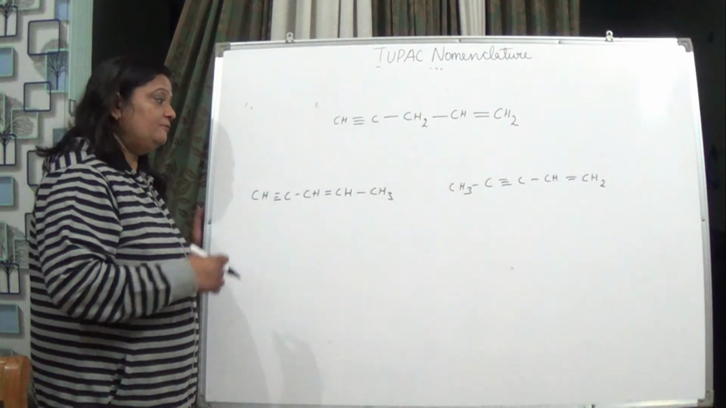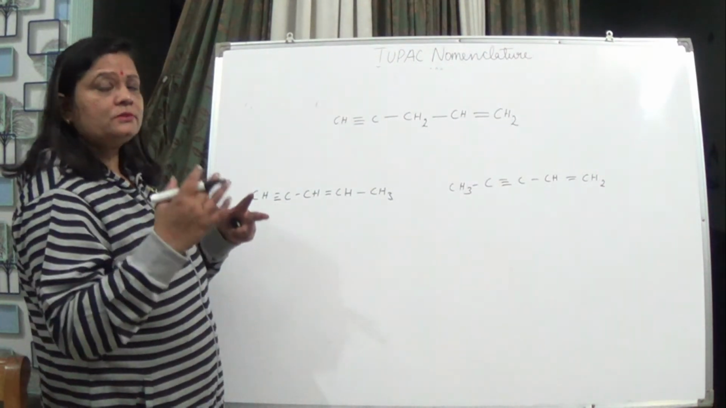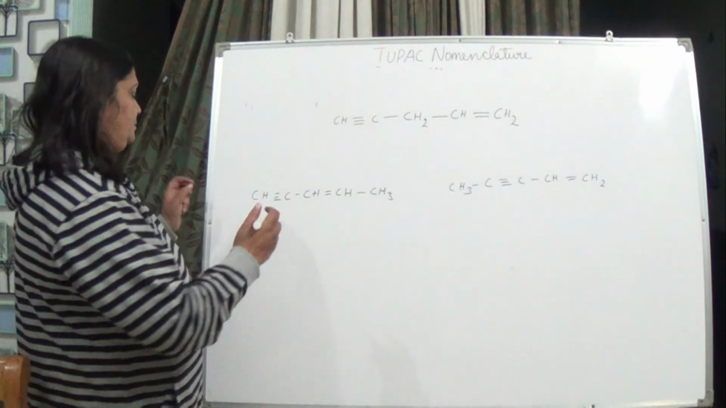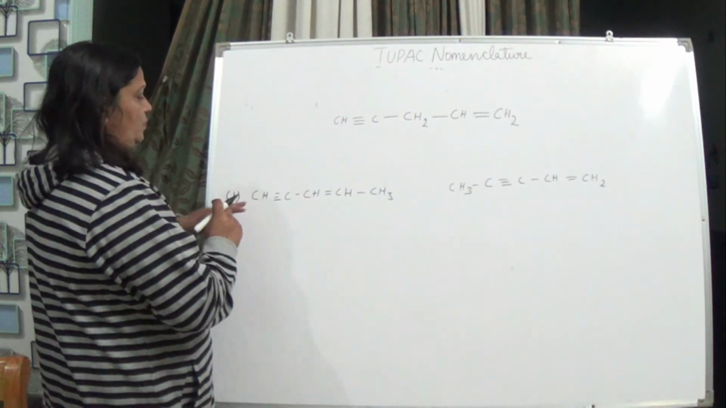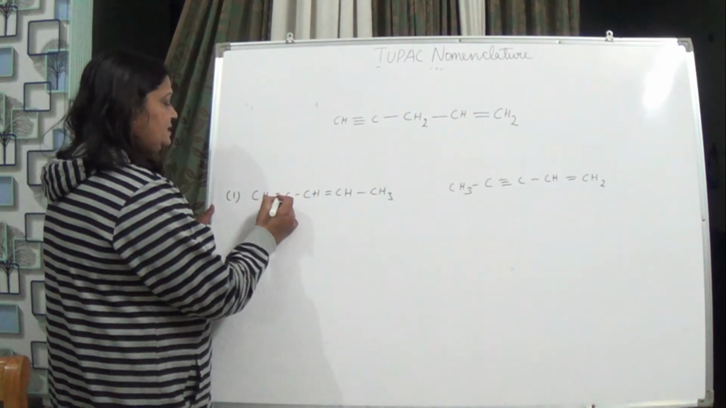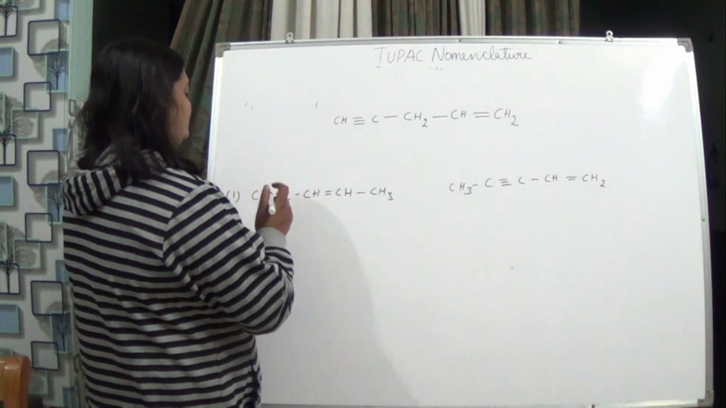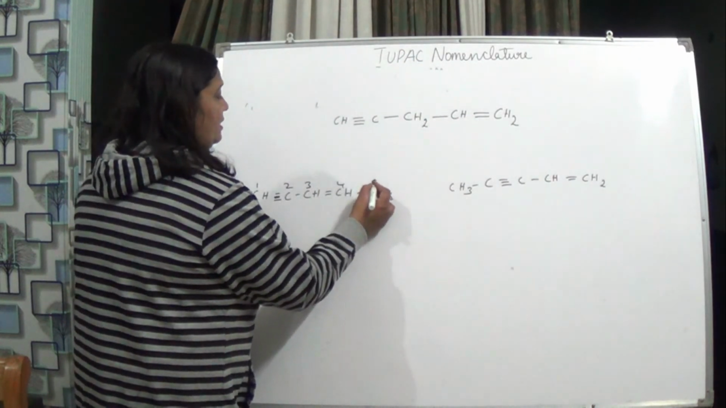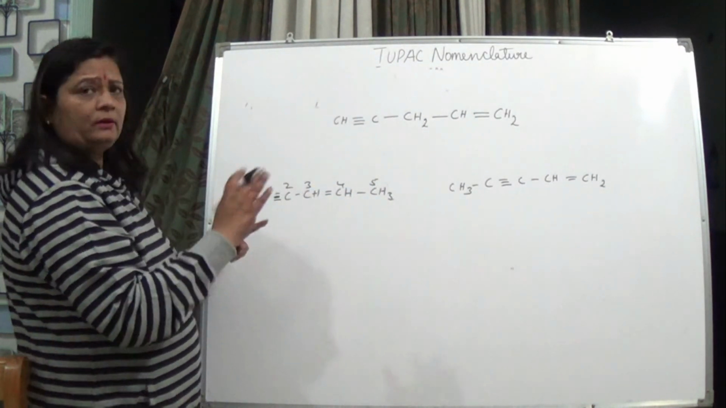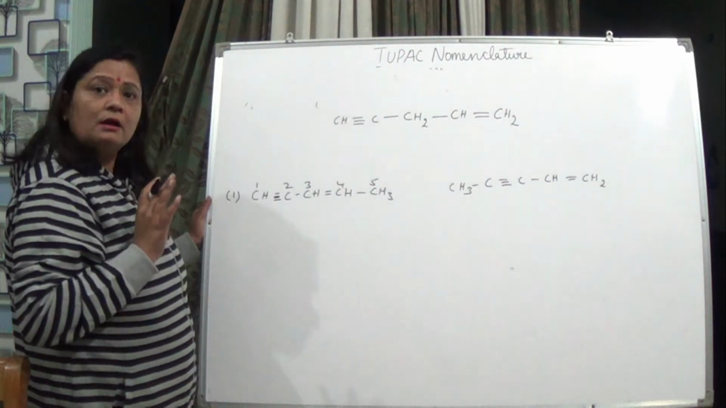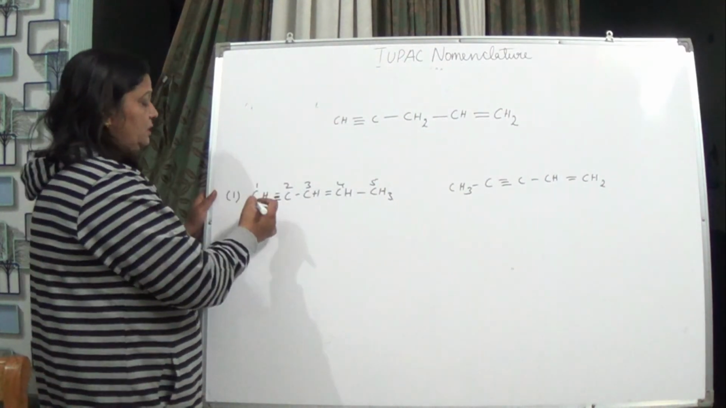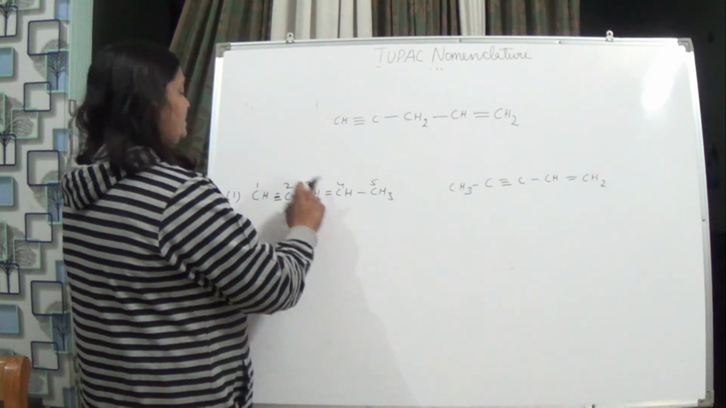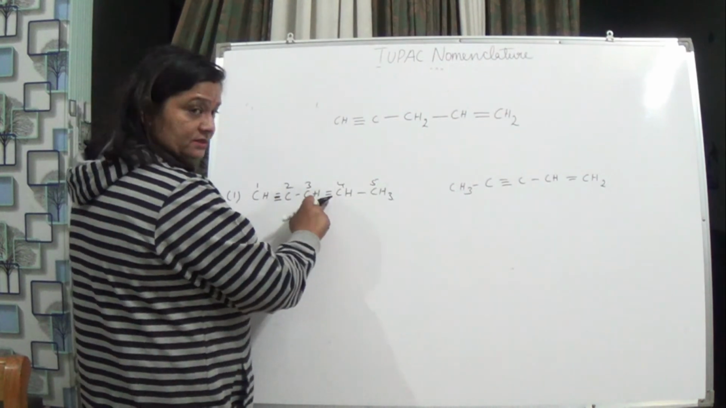Now let us see if both the bonds are present, double bond also, triple bond also. It means alkene also, alkyne also. How are we going to do this? Let us see this first one. Here the triple bond is coming in the first position. We have to see which is coming first, the double or the triple, and then start counting the carbon atoms. Triple bond is in the first position, double bond is in the third position.